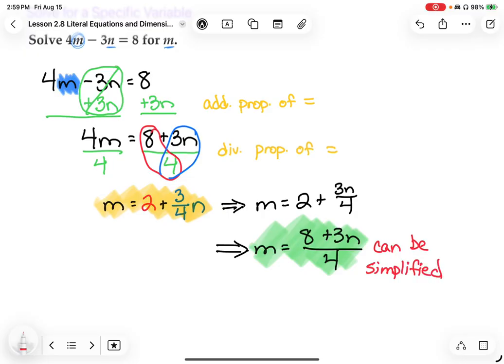So either this one's the best, this one's okay. 3n over 4 is okay. You wouldn't lose any points for it, but it's not my favorite. The first one right here is my favorite. But this is solving for m. I know it's an unsatisfying solution because we're used to having just a number for the solution, and this is not a number, but believe it or not, that's the answer.